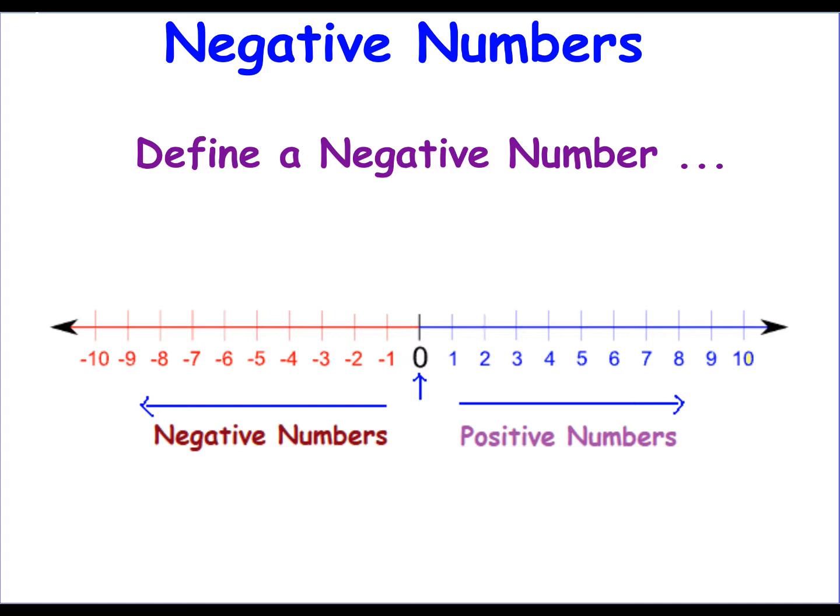So a negative number is defined as any number less than 0. So anything going to the left of 0 is going to be negative. So looking at our diagram, anything to the right of 0 is positive, and anything to the left of 0 is defined as negative. So anything lower than 0 is negative.